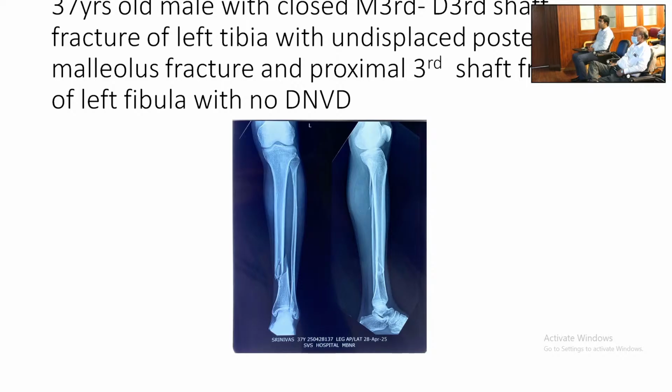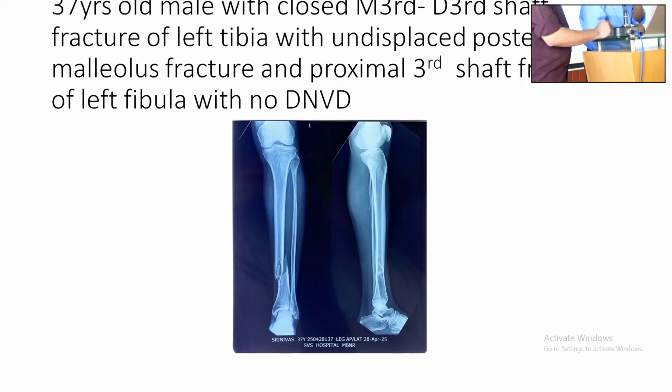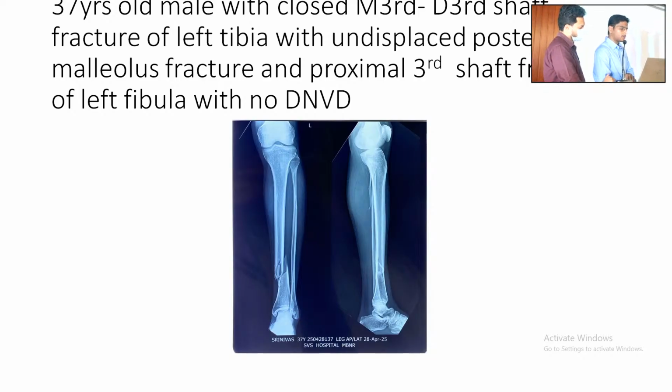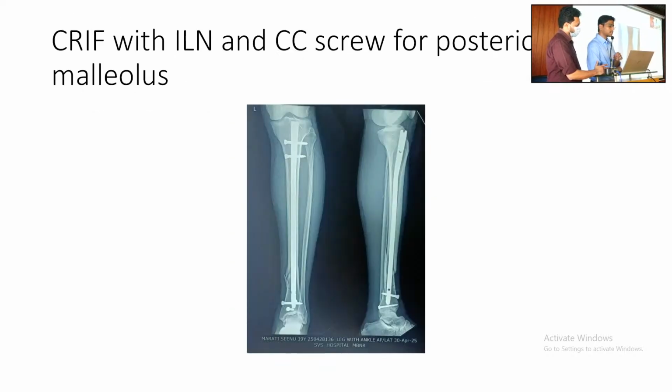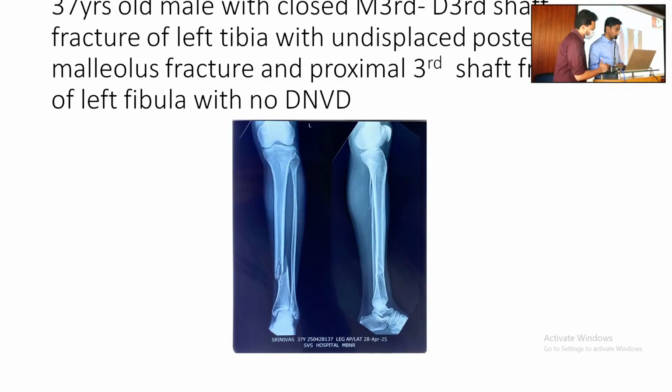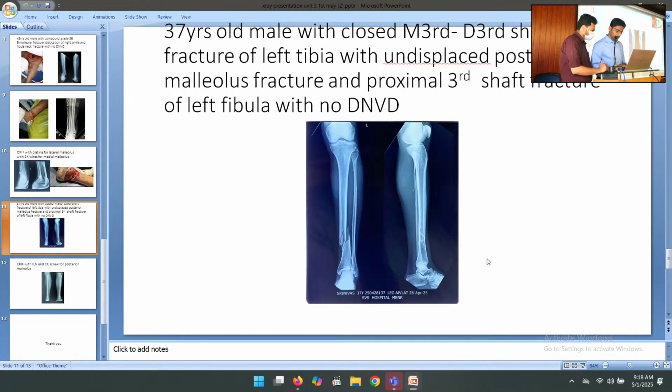This is a 37-year-old male, sir, with a closed middle third and distal third shaft fracture of the left tibia, with an undisplaced posterior malleolus fracture and a proximal third shaft fracture of the fibula with neurovascular status intact. We have done closed reduction internal fixation with ILN and CC screw for the posterior malleolus, sir. While we were trying to insert the ILN, the posterior malleolus got displaced. So go back to the front X-ray. Where is the posterior malleolus? Zoom in.